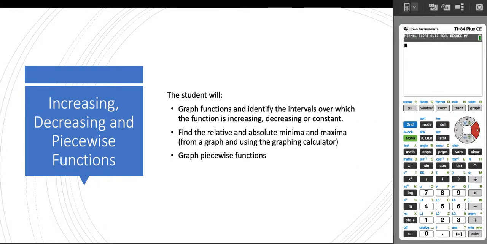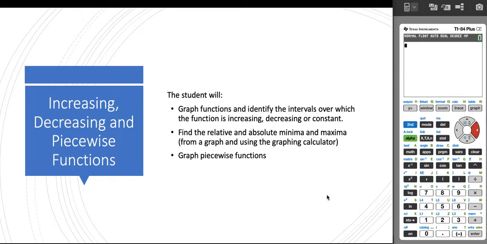So what we're going to do today is talk about increasing, decreasing, and piecewise functions. Specifically, what I want you to learn from this screencast is how to identify the intervals over which a function is increasing, decreasing, or constant. We're also going to learn how to find the maximum and minimums, and we're going to do that from a graph and using the graphing calculator. And lastly, we're going to graph everybody's favorite piecewise functions.